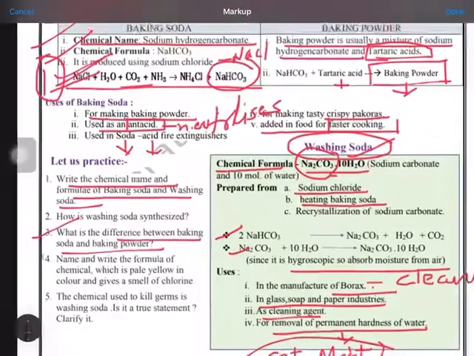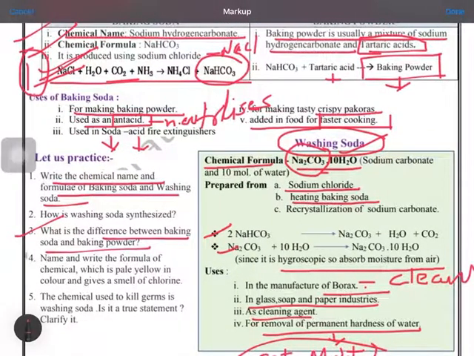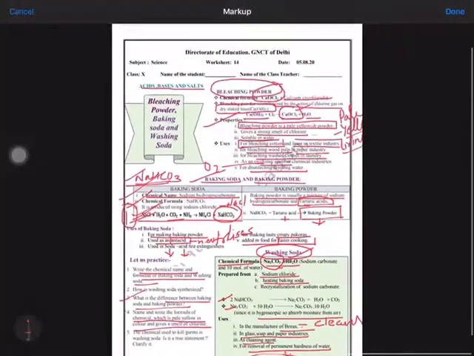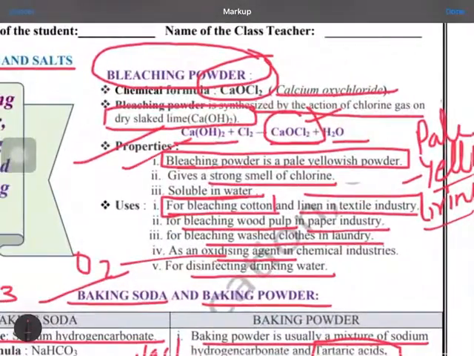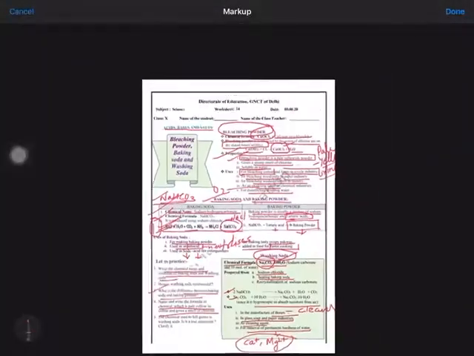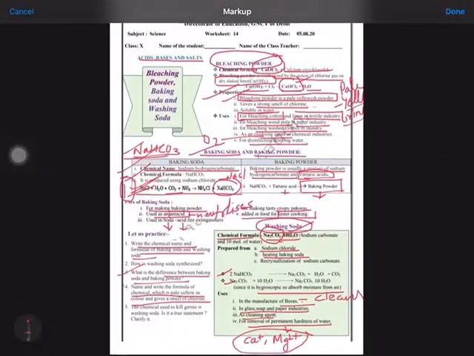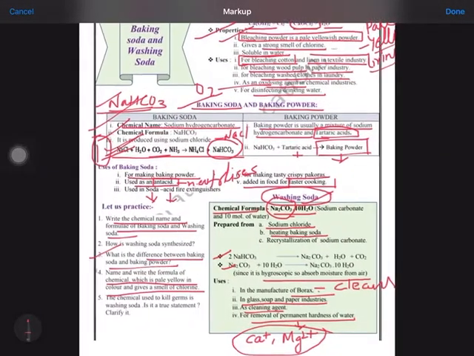Then the fourth question is: name and write the formula of a chemical which is pale yellow in color and gives a smell of chlorine. This is the one we have read here, the properties of calcium oxychloride. So you have to write the name calcium oxychloride. In brackets you can write bleaching powder, and then you write the formula CaOCl2. Why does it give a smell of chlorine? Because it has chlorine atoms in it.